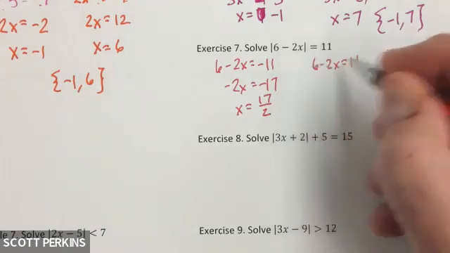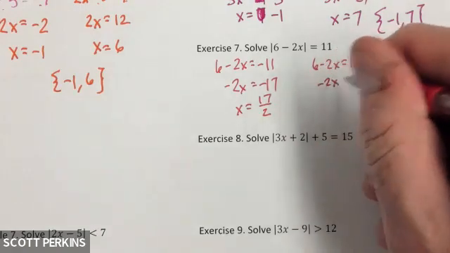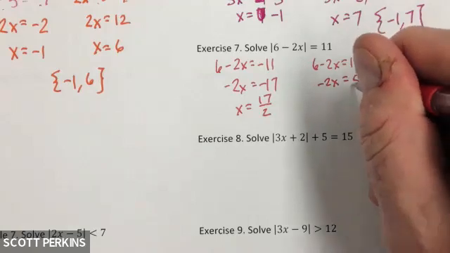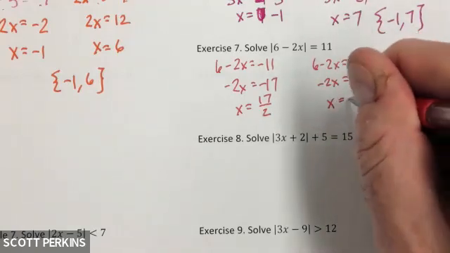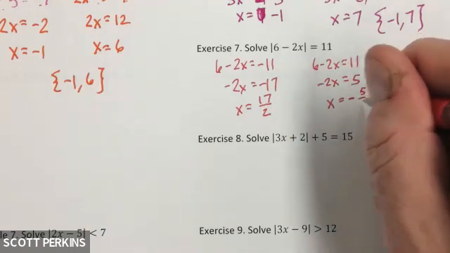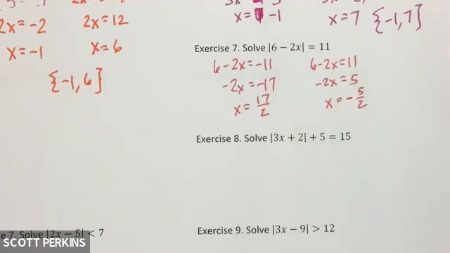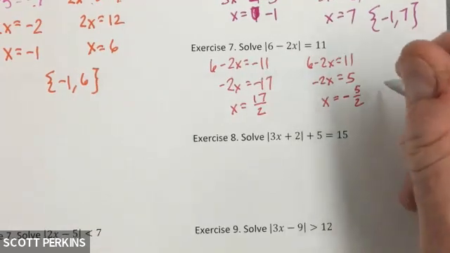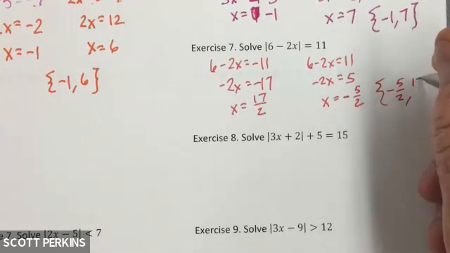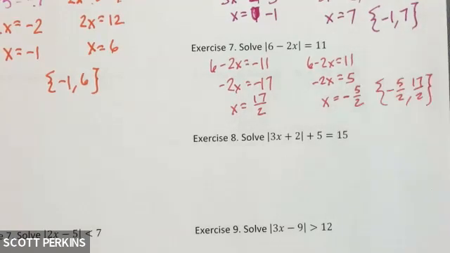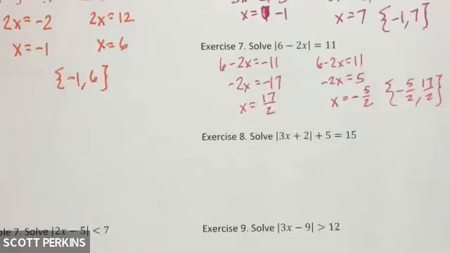On the other one, I'm going to subtract 6 from both sides, and I get negative 2x is equal to 5. Divide both sides by -2, and a positive divided by a negative is a negative 5/2, or maybe you wrote 2.5. Okay, in this case, decimals are fine because they're terminating. And so I have -5/2 and 17/2. That's my solution set.